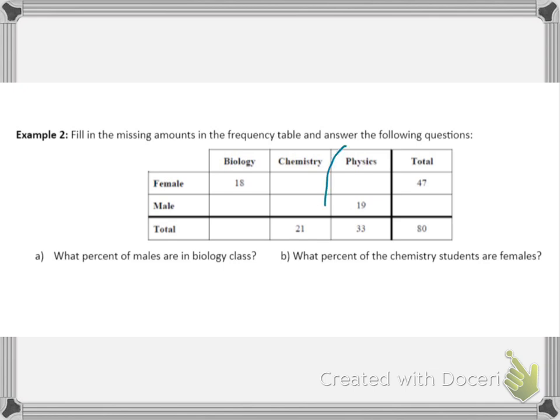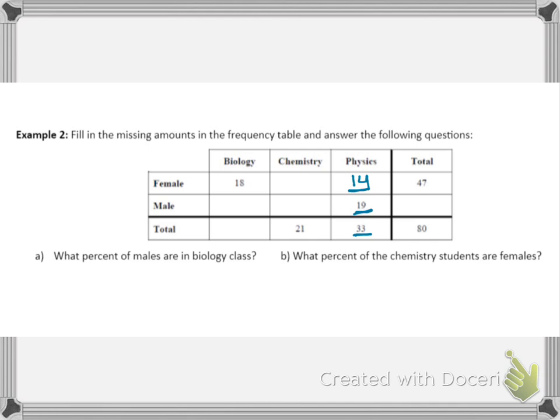So if I look at this column for physics to start out with, I know that I have 19 males in the physics class and a total of 33 students in that class. So if I want to find the number of female students in that class, I can take 33 minus that 19 and get that there should be 14 female students.